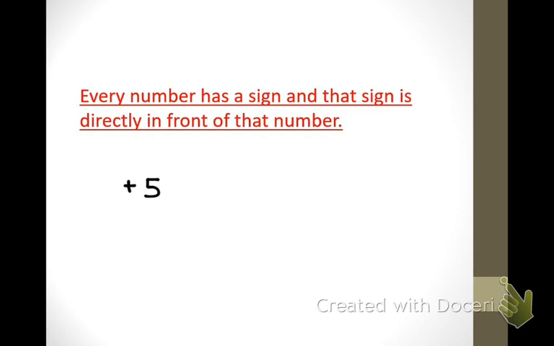Whenever you see something that might say -4, this right here is that sign that's directly in front of that number. So be careful. A lot of you guys are thinking whenever you see 7 minus 4, oh, those are both positive numbers. But no, this right here is a positive number because there's nothing in front of it, so it would be +7. However, if you remember what you just wrote in red, every number has a sign, and that sign is directly in front of that number.